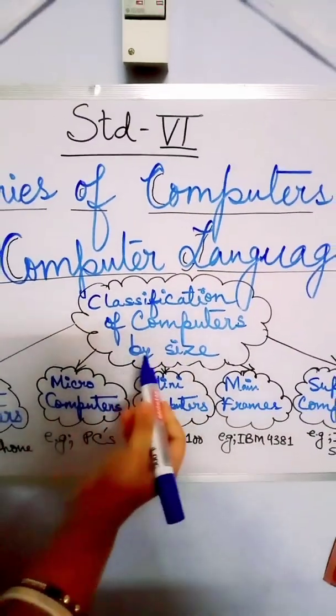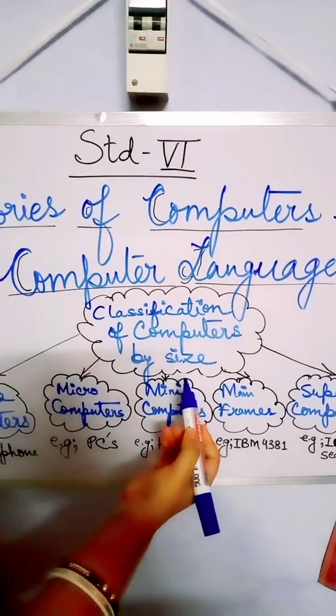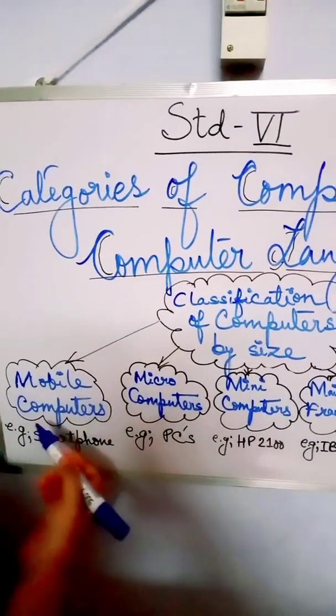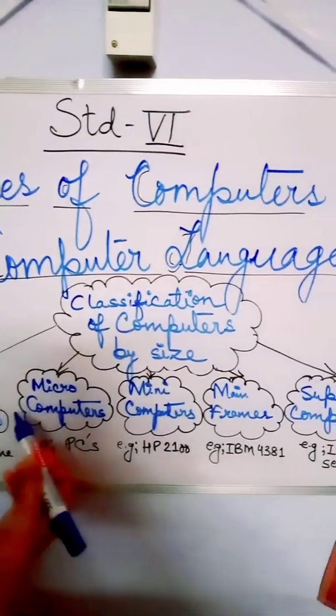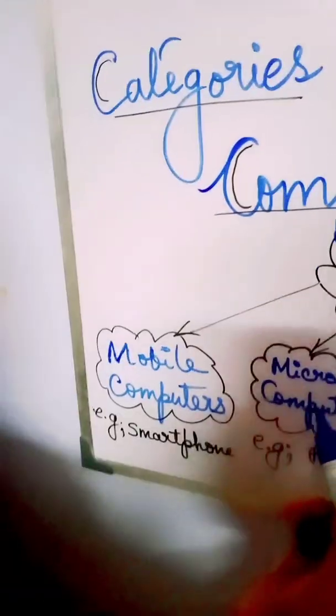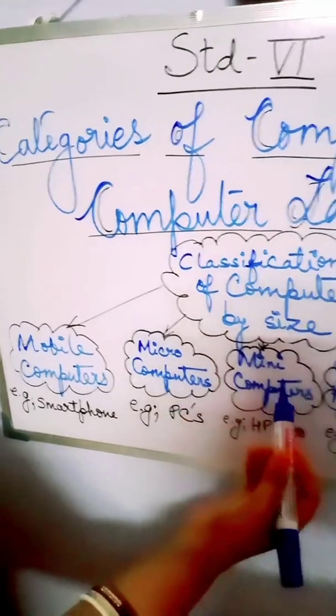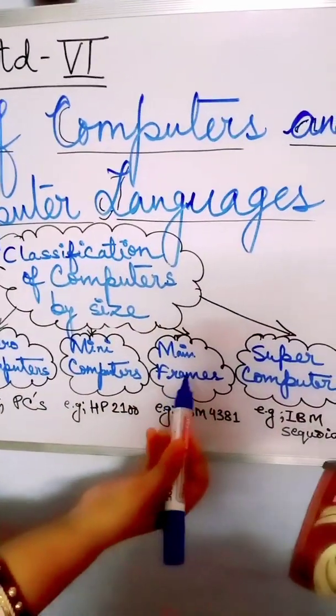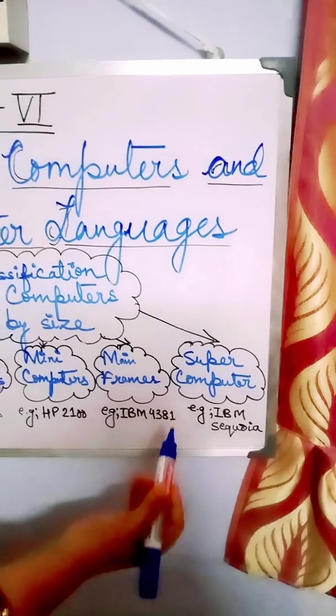Students, as you all know, computers are available in various different sizes and types. So in today's chapter, we will be studying the classification of computers by their size. On the basis of size, we can classify computers into 5 different groups. They are mobile computers, microcomputers, mini computers, mainframes and supercomputers.